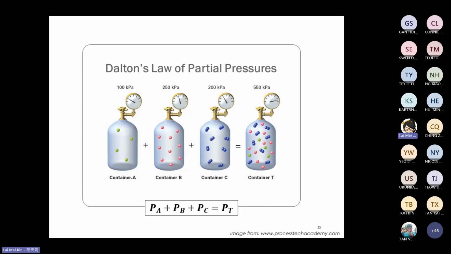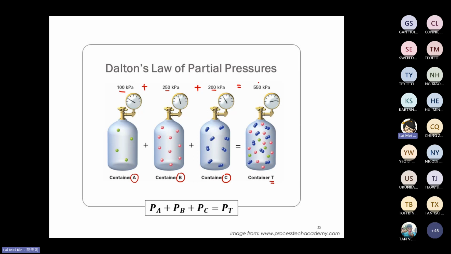Again, I have gas A, gas B, gas C. I mix them in a container. Gas A 100 kilopascal, gas B 250, gas C 200. When I mix them together, the total pressure will be 100 plus 250 plus 200.